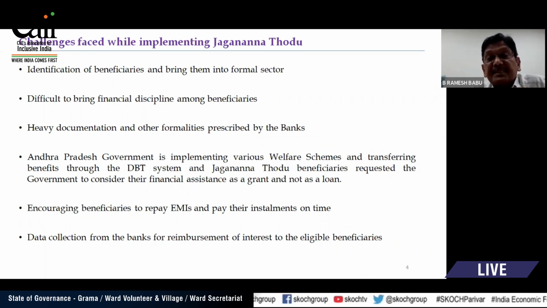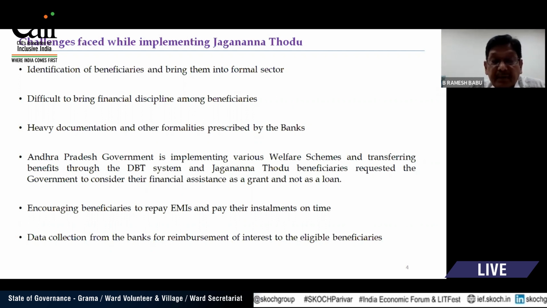The other major challenge we faced is that in Andhra Pradesh, the government is extending nearly 34 welfare schemes. All are DBT except Jagananna Thodu. These beneficiaries demanded and insisted that the government convert it into a DBT and grant. That is also something we convinced them about.